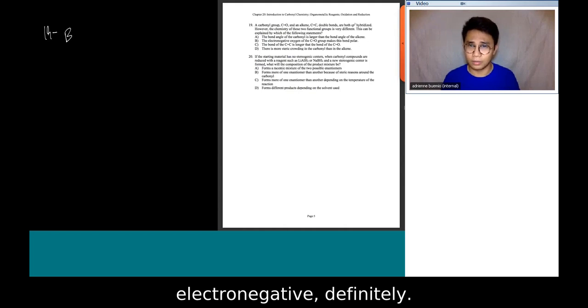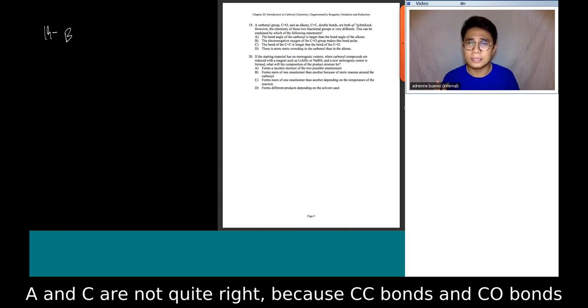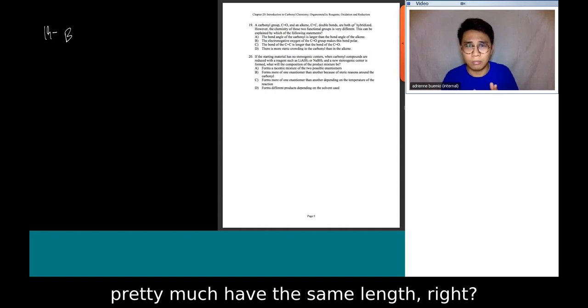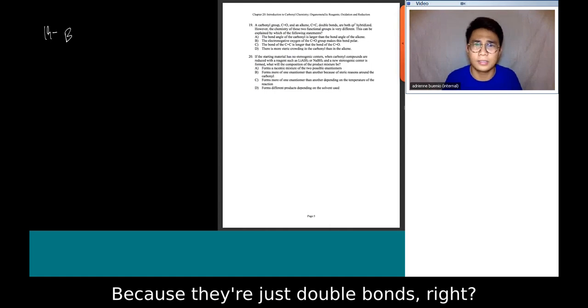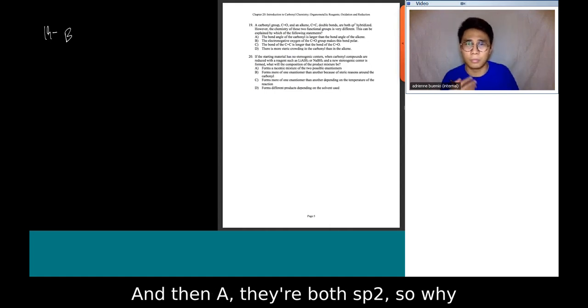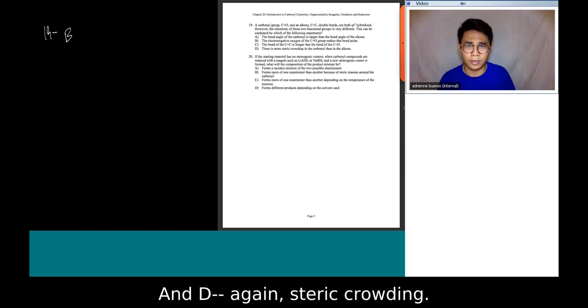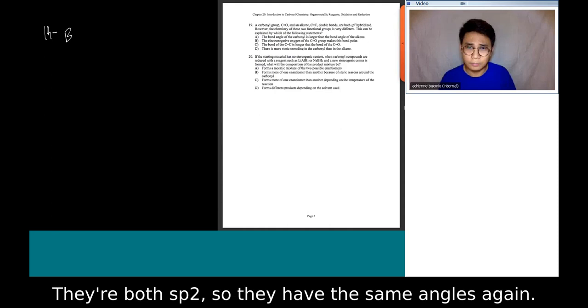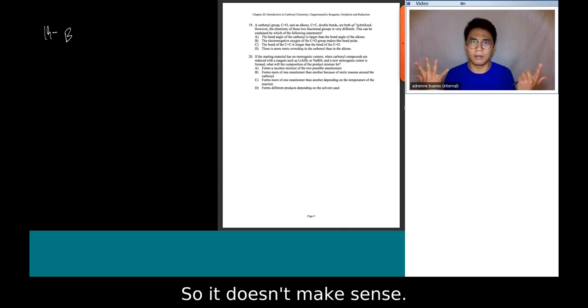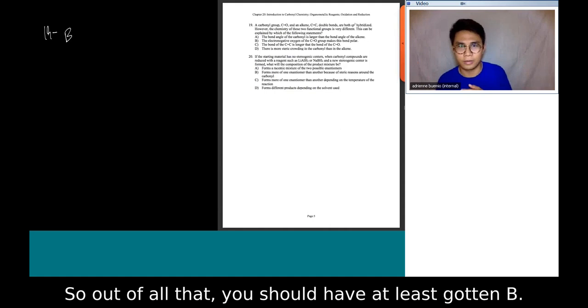Electronegativity, definitely. A and C are not quite right because C=C and C=O bonds pretty much have the same length, right? Because they're just double bonds. And then A, they're both sp2, so why would they have different bond angles? And D, again, steric crowding, they're both sp2, so they have the same angles again, right? So it doesn't make sense. So out of all that, you should have at least gotten B.